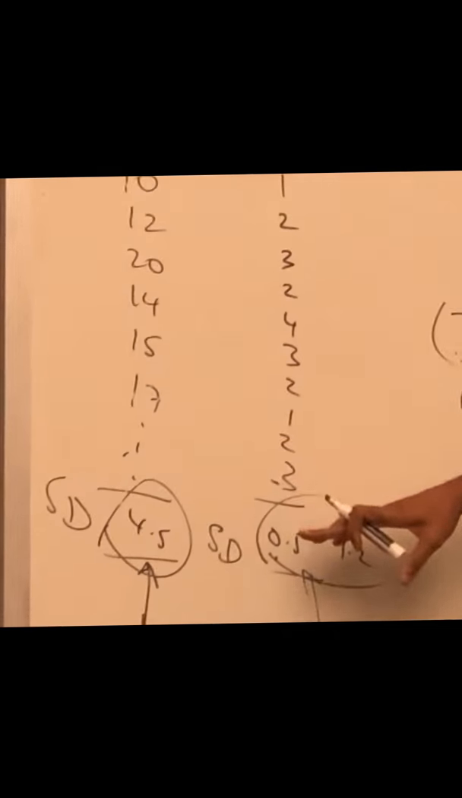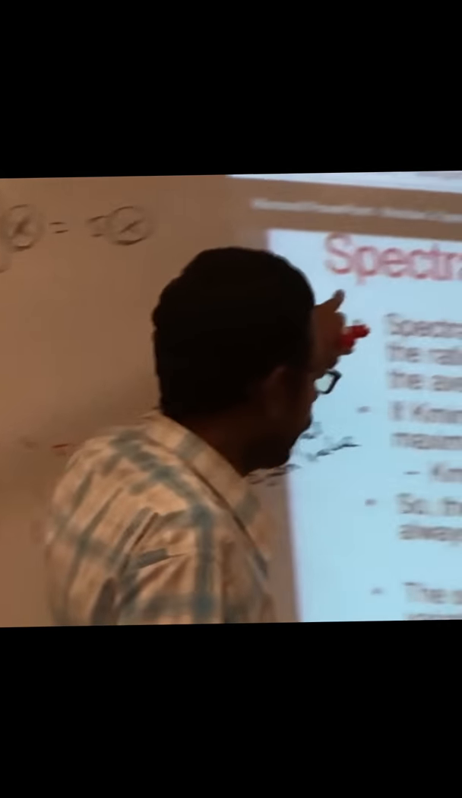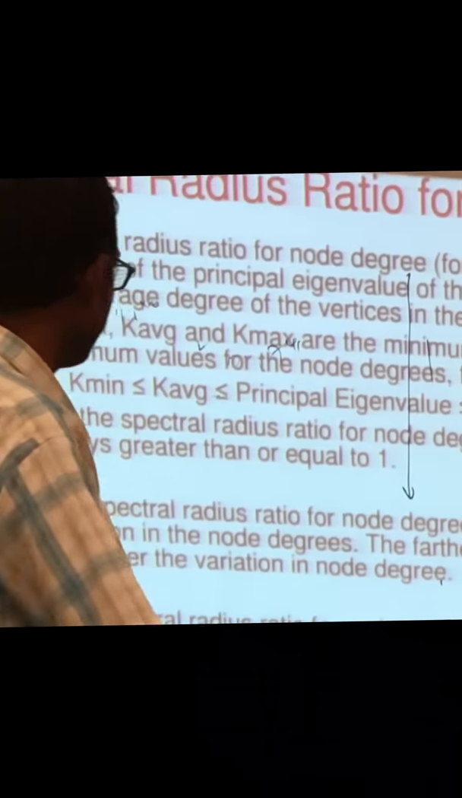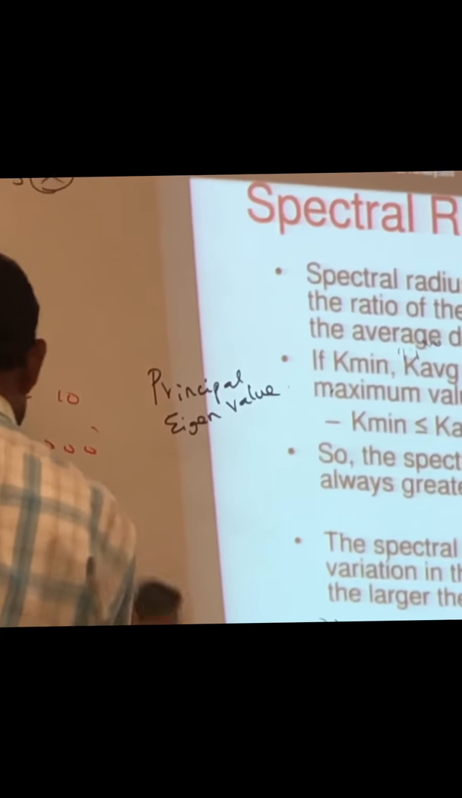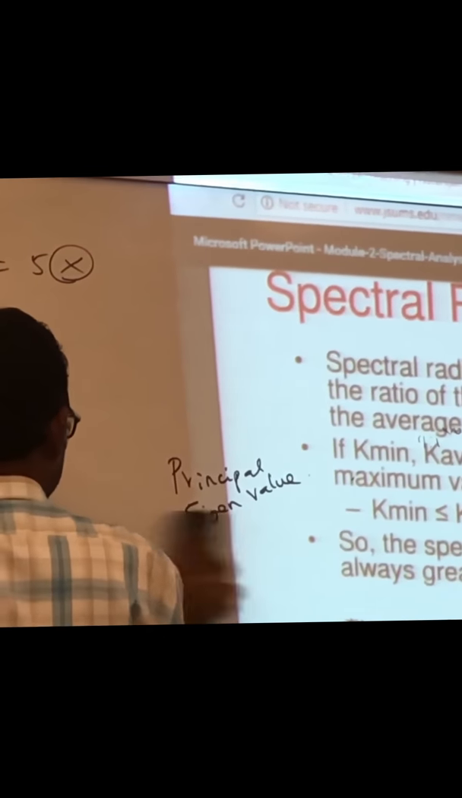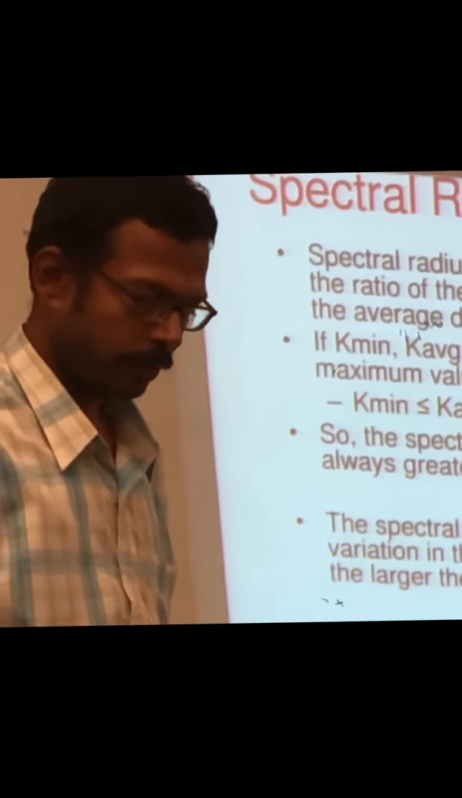A more accurate measure, using which you could compare any two graphs with different numbers of nodes and different magnitudes of degree values, is the spectral radius ratio for node degree. So how do we find it? Very simple. We already know the principal eigenvalue. What is the principal eigenvalue for a graph? The largest among the eigenvalues, right?